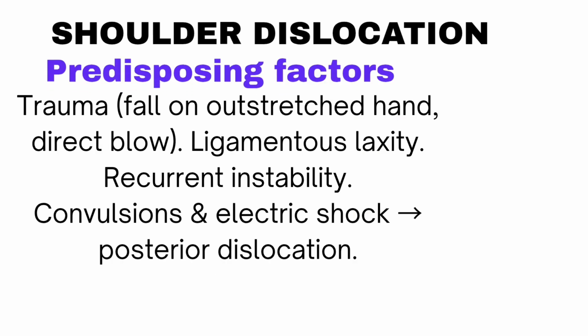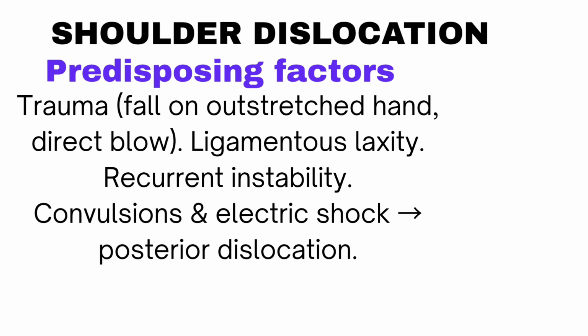Predisposing factors include trauma such as a fall on an outstretched hand or a direct blow, ligamentous laxity, recurrent instability, and convulsions or electric shock, which often cause posterior dislocation.